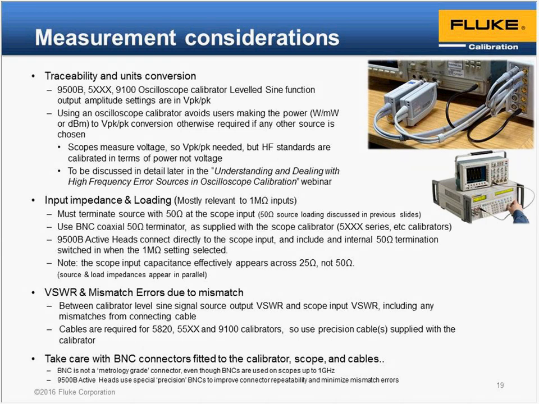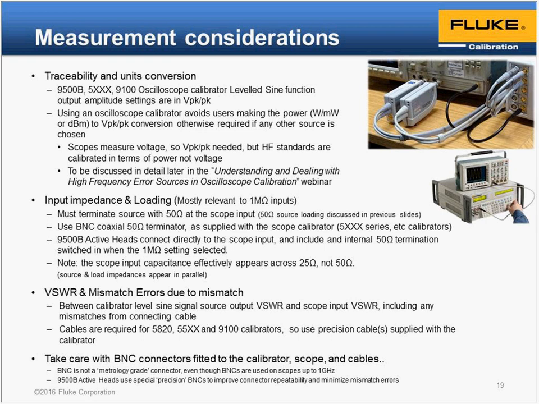And that's very easy, because inside the active head, not only do we have the 50 ohm source, but we have an internal 50 ohm load. So switch that on, and the source will be nicely terminated straight into the scope's 1 megohm input impedance. So in the case of the 9500 oscilloscope calibrator, if you set the calibrator for 1 megohm scopes, it switches that impedance in. You don't have to worry about fitting a terminator, so it can be completely hands-off.